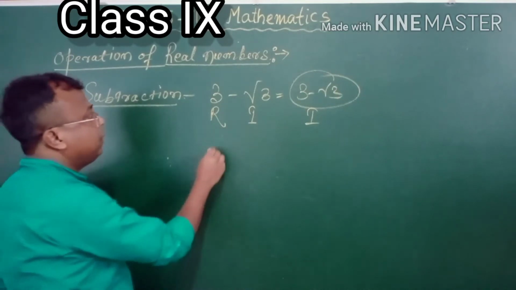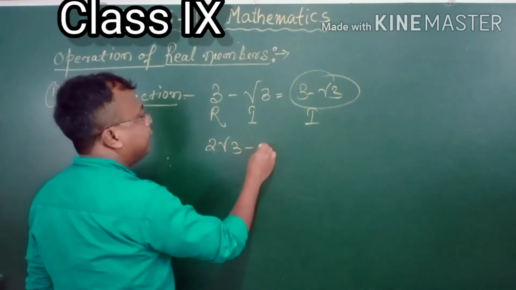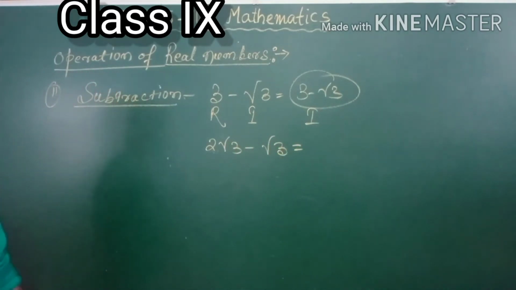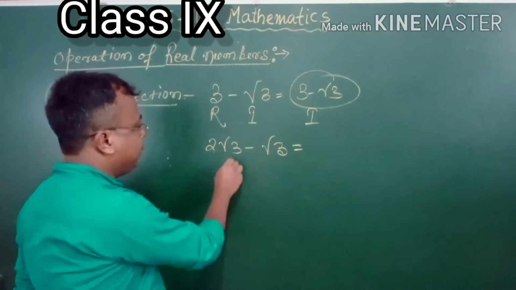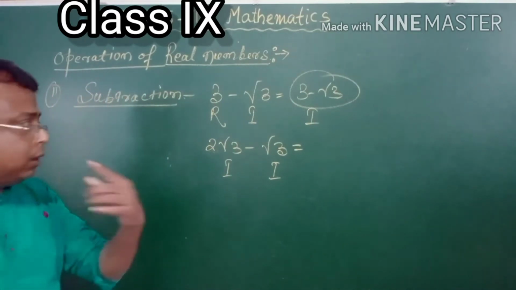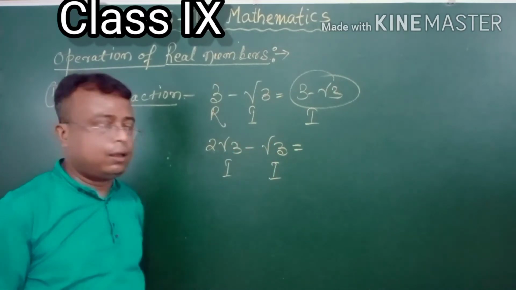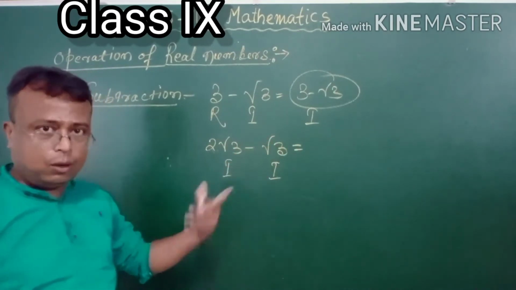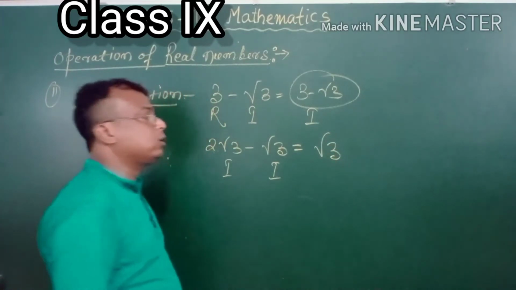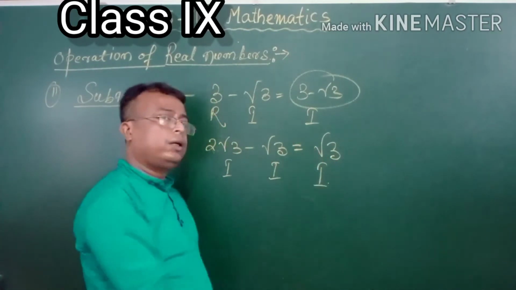Correct? So similarly, if I write 2 root 3 minus root 3, can you subtract this one? Here I am taking irrational number and irrational number. 2 root 3 minus root 3. Now you see both the terms are same or not? 2 apples minus 1 apple. So how many apples will be left? 1 apple, means root 3. 2 root 3 minus root 3 is equal to root 3, means 1 root 3. So what type of number is this? This is also an irrational number.